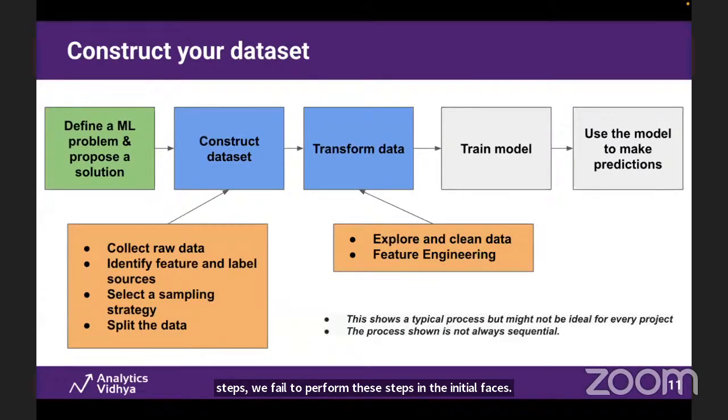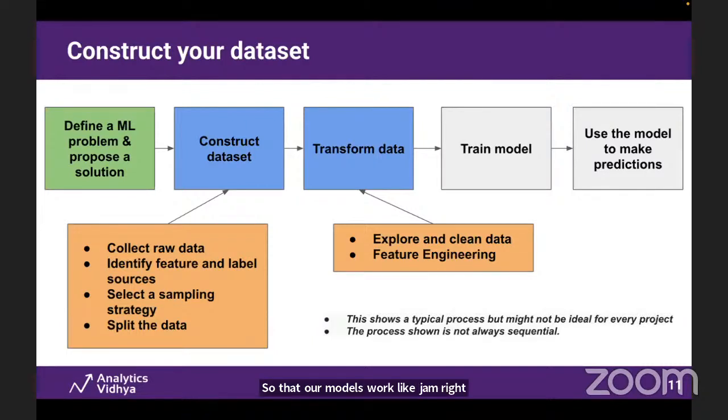So we have discussed defining the ML problem and proposing a solution. The next step would be constructing the data set. And this framework, as I said, is not fixed, right? But this is a typical framework you would follow. In the construction of the data set, ML problems are all dependent on data, as we all know, finding patterns and then doing predictions. So we need to ensure that we have the right data and that this phase is done thoroughly, so that our models work like a charm, right?